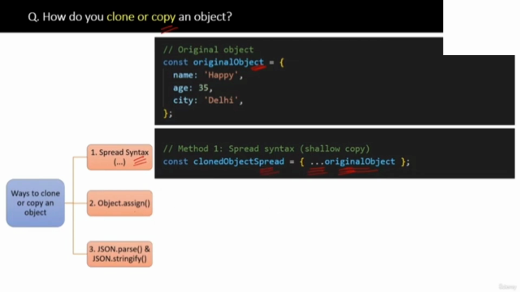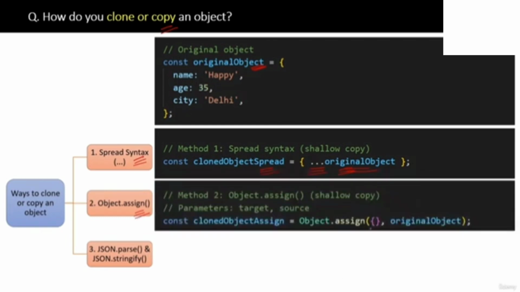Then the next way to create a copy of the object is by using the Object.assign method. Here, the first parameter of the assign method is the target, and the second is the source. So basically, listen carefully here. This source, which is the original object, will be assigned to this target, and that will be assigned finally to the cloned object assigned variable. So that is the process.